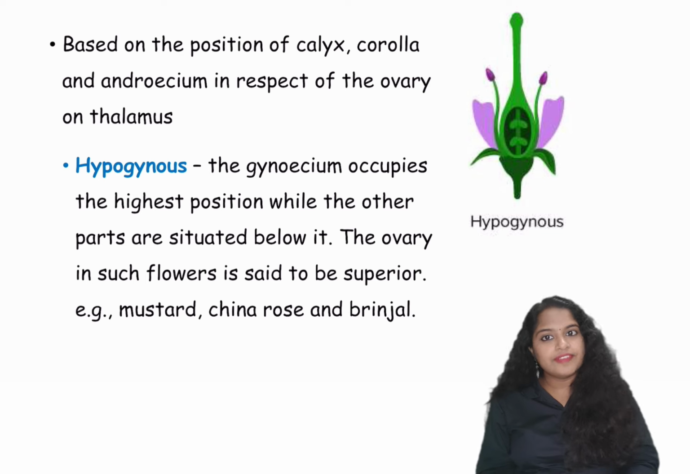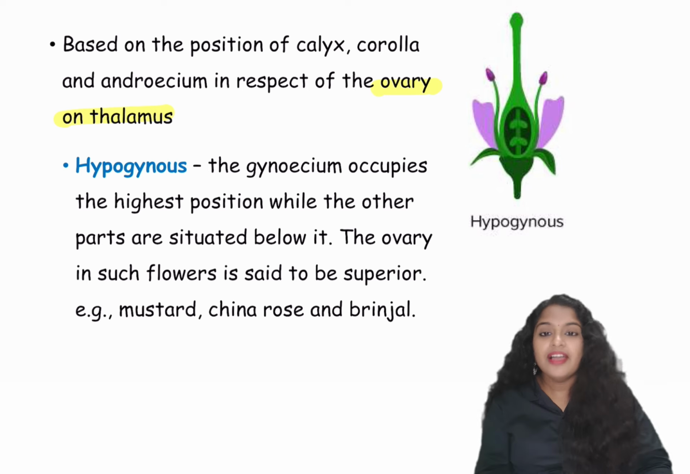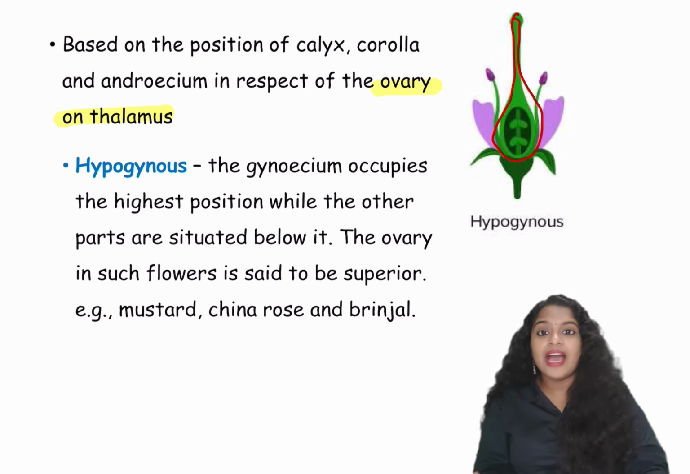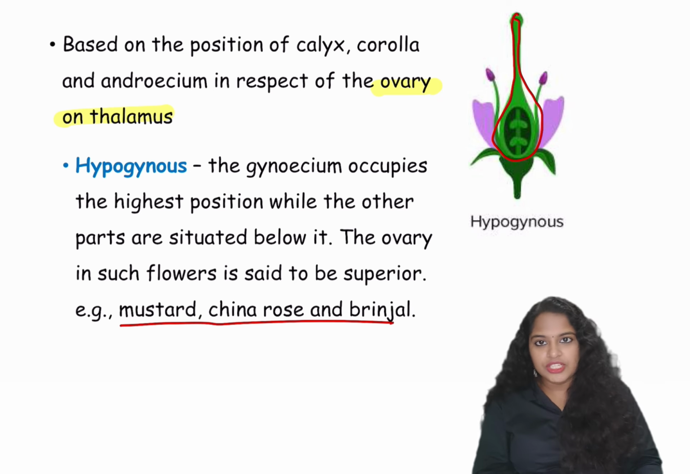Based on the position of calyx, corolla and androecium with respect to ovary and thalamus, flowers are of three different types. One is hypogynous, then perigynous and epigynous. First we will see what is hypogynous. So you can see here the gynoecium is occupying the highest position and all other parts of the flower are below it, like in mustard, China rose and brinjal.